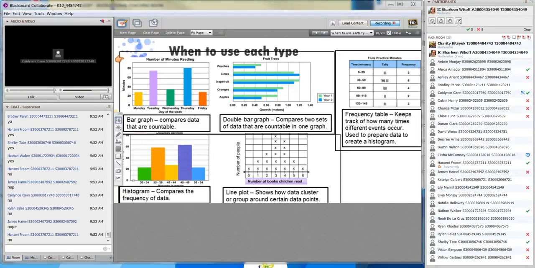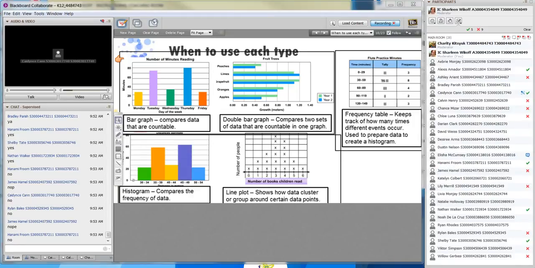Bar graph compares data that are countable. Double bar graph compares 2 sets of data that are countable in one graph.